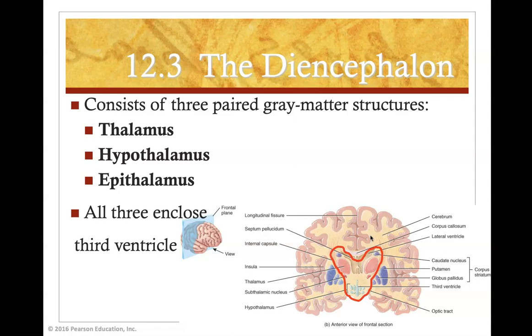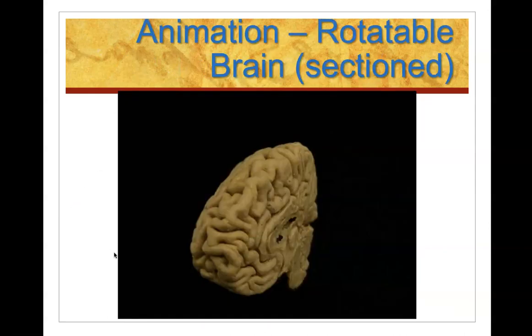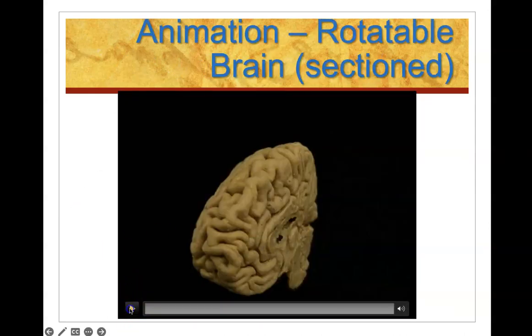And the diencephalon, again, that base of the stalk, is going to consist of 3 paired gray matter structures. It's going to consist of the thalamus, the hypothalamus, and the epithalamus, which is a little bit harder to see in this image here. So I'm going to show you in a better image in just a minute. And all 3 of these are going to enclose that third ventricle.